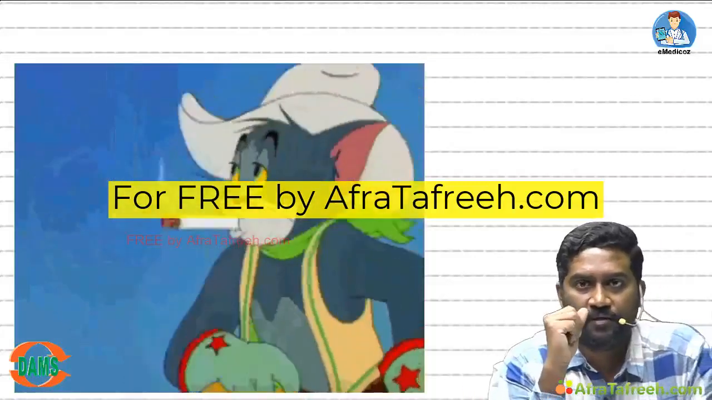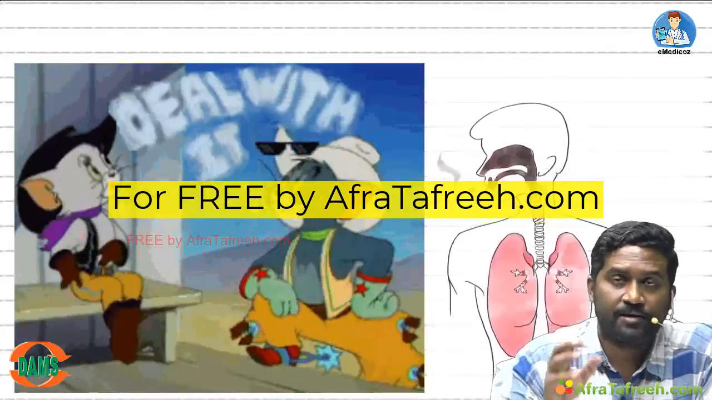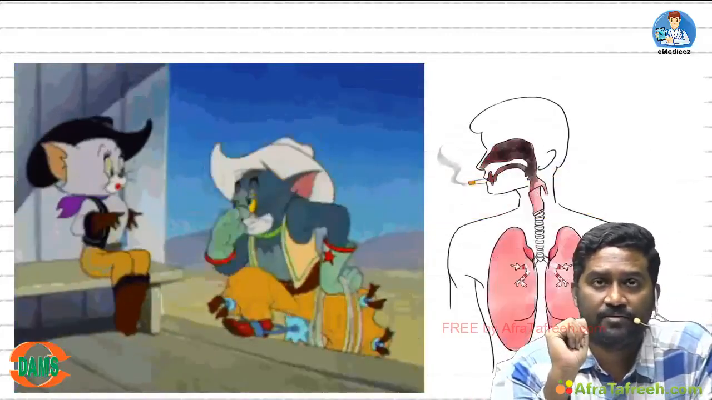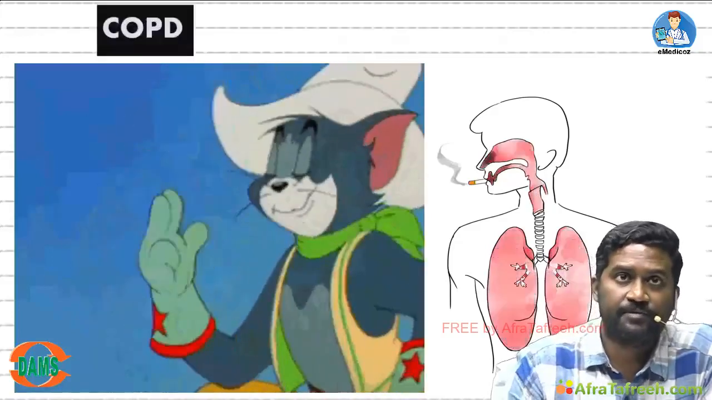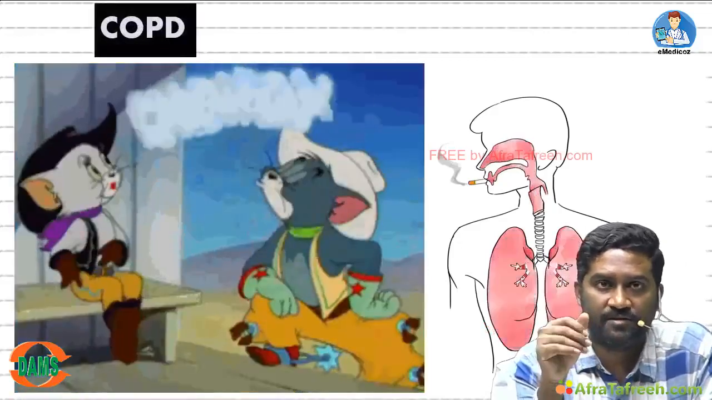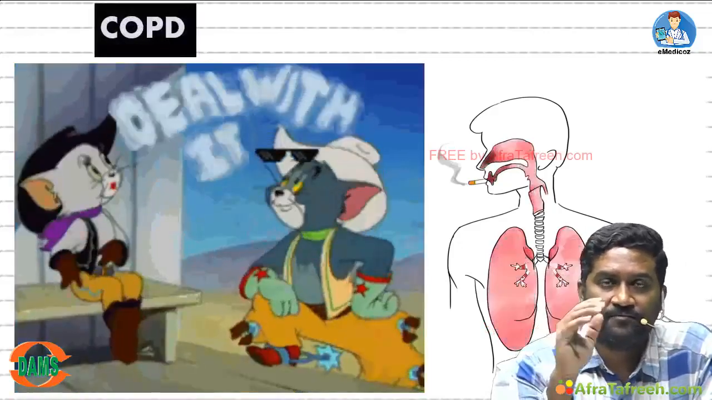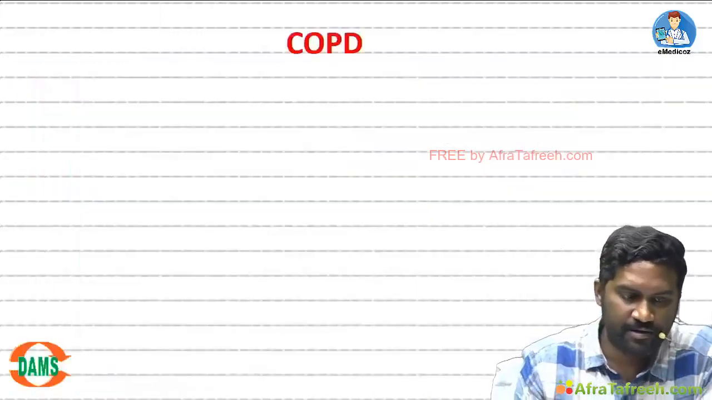What is this disease? This patient is a chronic smoker. Ultimately, this is what is happening to his lungs. What is this smoking related lung disease? COPD, chronic obstructive pulmonary disease. Already I have discussed in detail what will be the difference between asthma and COPD. Let us see COPD in detail.